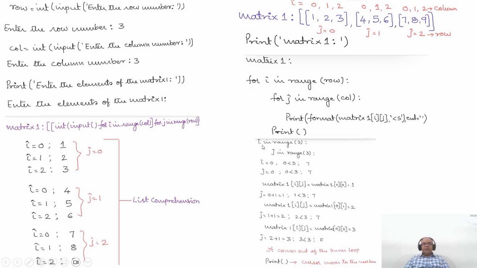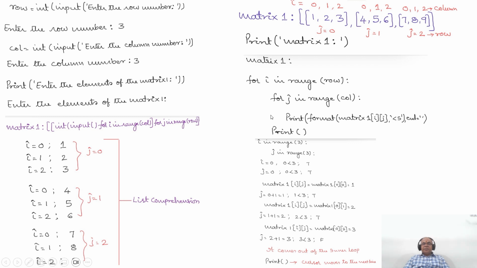How will it be executed? So first i in range 3 because the row number is 3, and j in range 3 again because the column number is 3. Now initially i is equal to 0, 0 is less than 3, yes, condition is true, and then it enters this loop, j in range 3, again j is equal to 0, 0 is less than 3, condition is true. Print format matrix 1 of ij, that means matrix 1 of 0, 0. What is the matrix 1 of 0, 0? i is 0, j is 0, this is 1, so 1 you will get.